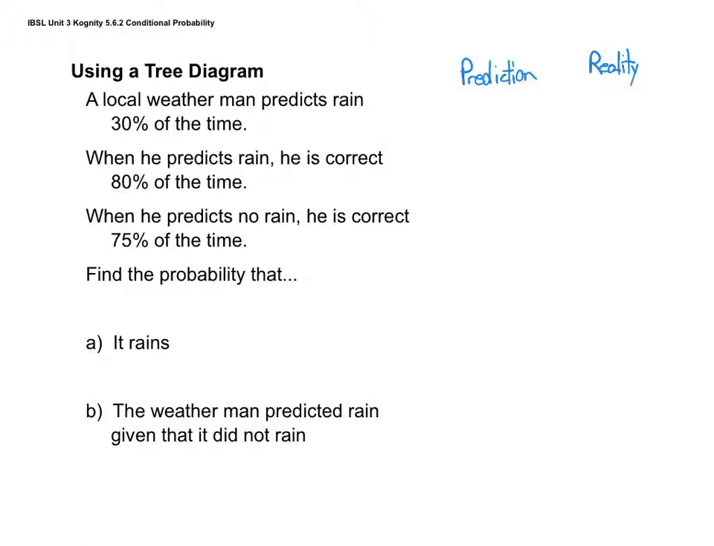But here's what we have. A local weatherman predicts rain 30% of the time. So on my first branch of my tree diagram, I have rain and not rain. So we have a prediction of rain and a prediction of no rain. I used R prime there. So he predicted it 30% of the time, or 0.3, which means he's predicting that it will not rain how often? 70%. So 70% of the time he's saying, nope, it's not going to rain.